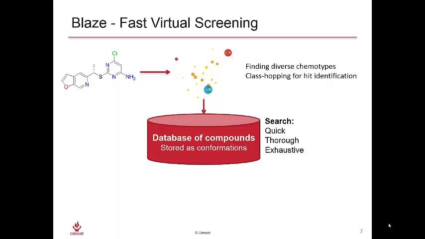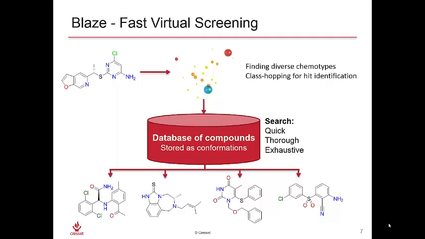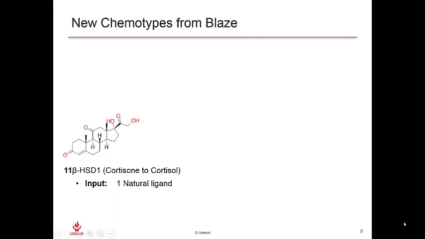The search can be quick, thorough, or exhaustive. The results are reviewed in their 3D orientations relative to the query, and it is expected that compounds with similar field point patterns will be found, regardless of their structure similarity to the seed molecule.